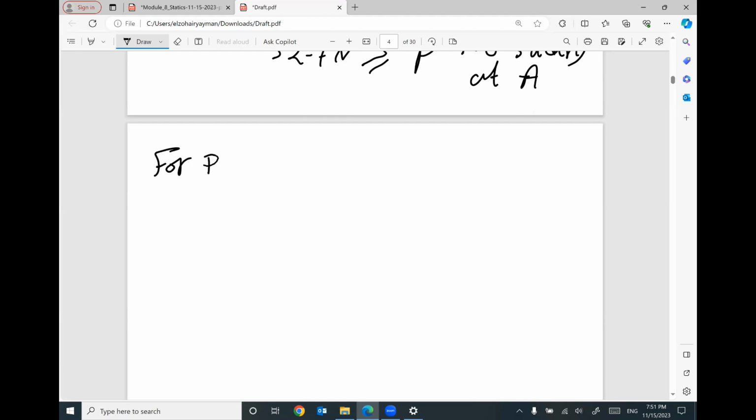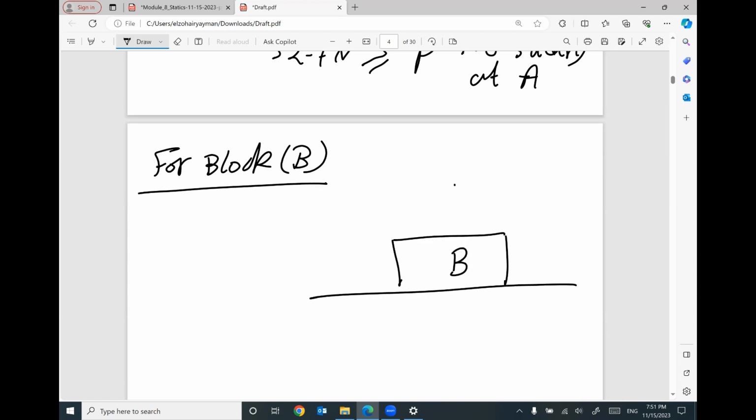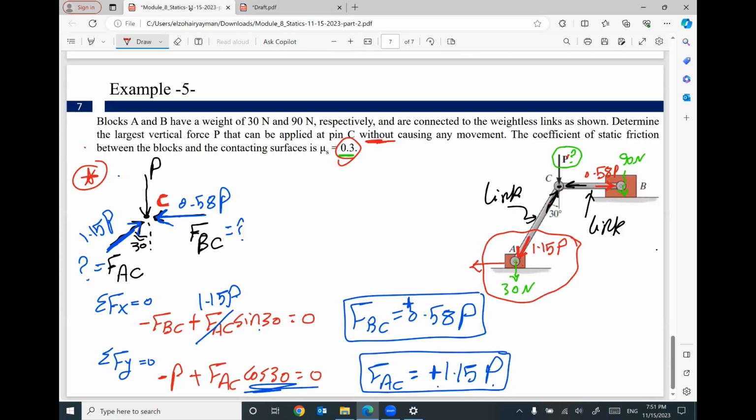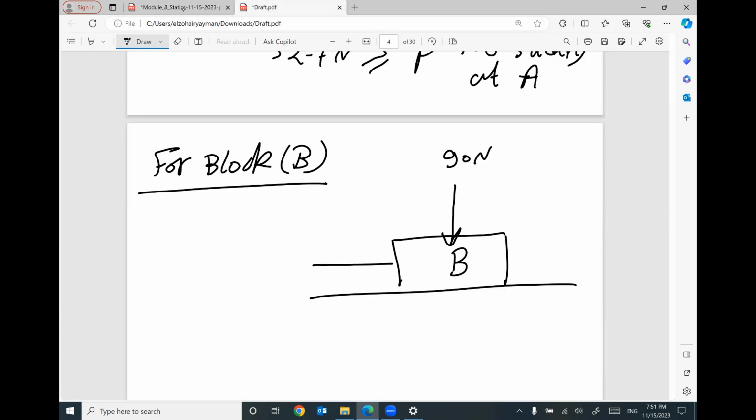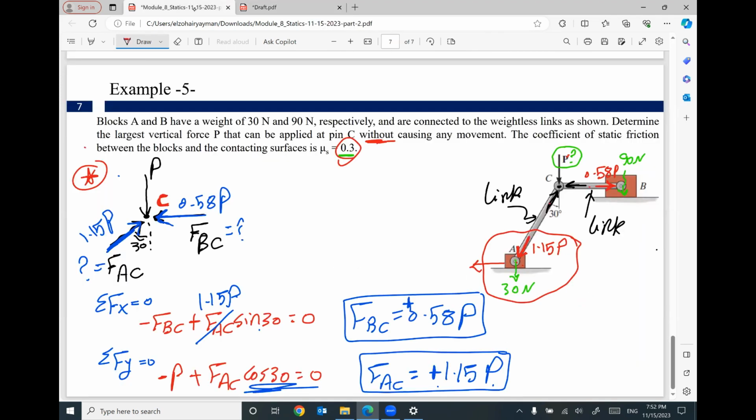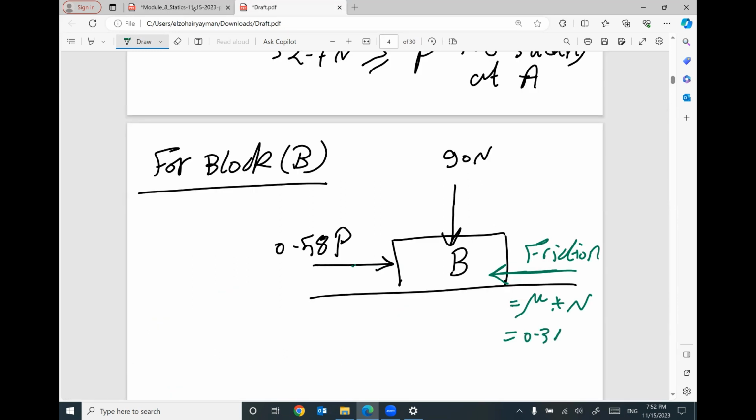For block B, here is the surface, here is block B. This block B has a weight equal to 90 Newton. And this block B is connected to this link. So we have a force coming from this link equal to 0.58 P. If this block will move under the effect of this force, it will move to the right. So I should expect the friction in the opposite direction, to the left. This friction will equal mu times capital N. Mu is given in this problem as 0.3. Capital N in this problem is only this one, 90. So the value will be 27 Newton.